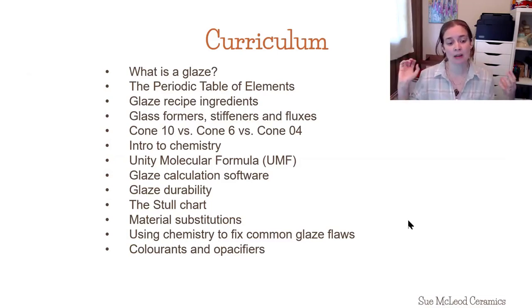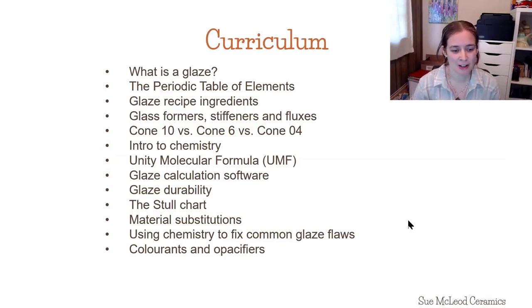We're going to use the UMF to do material substitutions. Basically, you can take the chemical formula of a glaze. The glaze doesn't really care where it gets all of the components from, like silica. It doesn't care if it gets silica from feldspar or from talc or from straight-up powdered silica. It all goes into a pot and melts together. And so you can substitute one material for another as long as the chemistry of the two glazes ends up matching. So I'm going to show you how to do that.